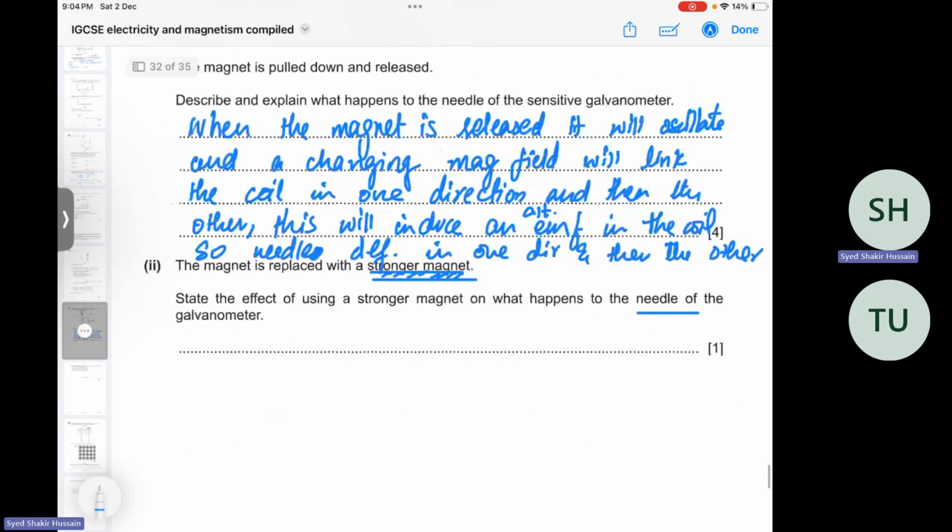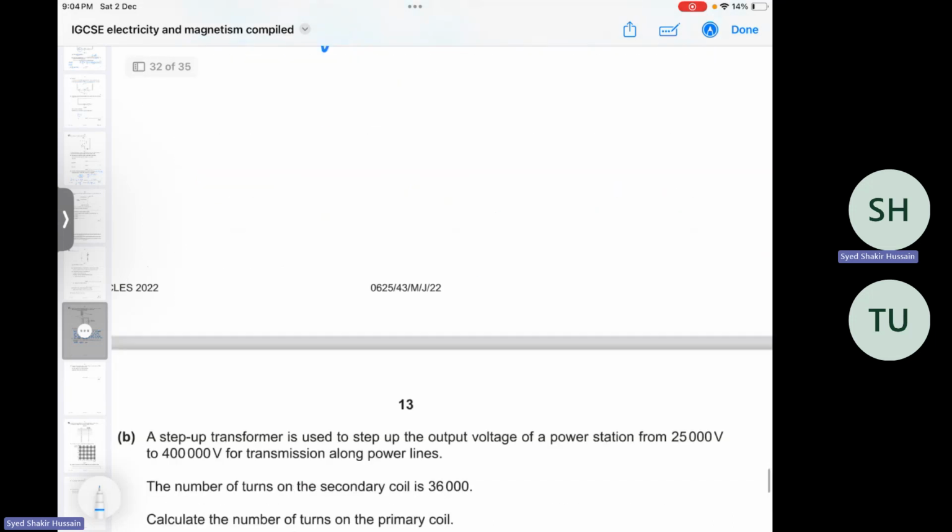All right. Needle deflects more. Okay? All right.